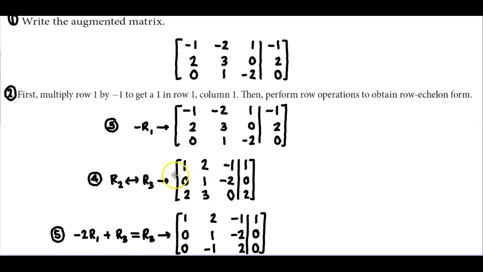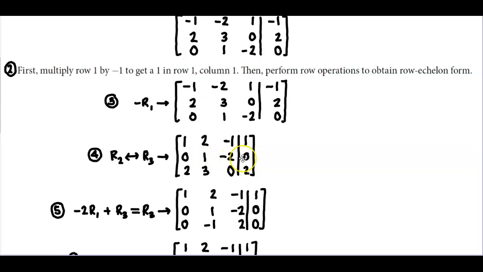And then what we want to do is, we can see here that we want to get a 0 below this 1. So what we can do is interchange both row 2 and row 3 in order to get that 0 below the 1. So we're going to interchange rows 2 and 3. So now we have 0, 1, negative 2, 0 for row 2, and 2, 3, 0, 2 for row 3.